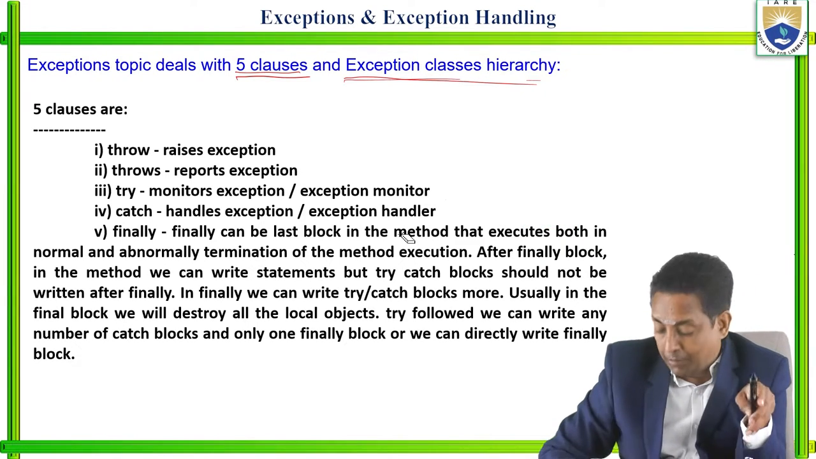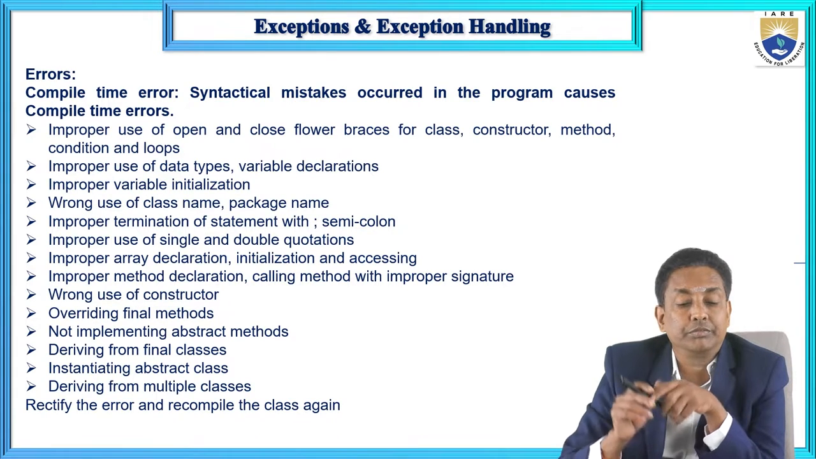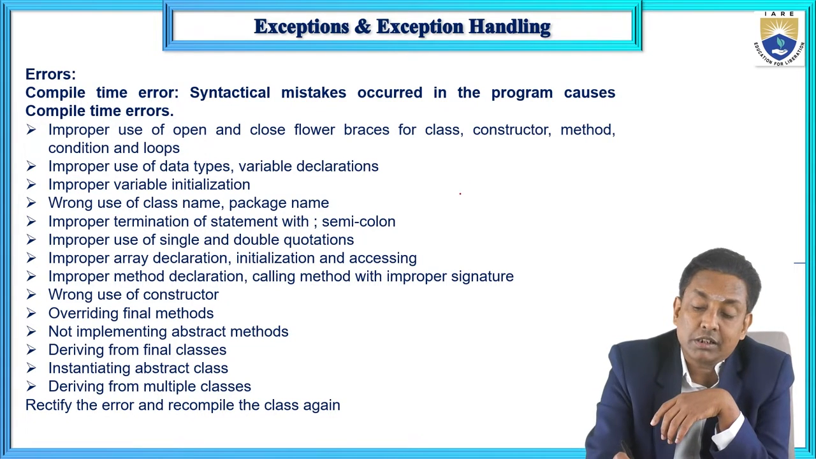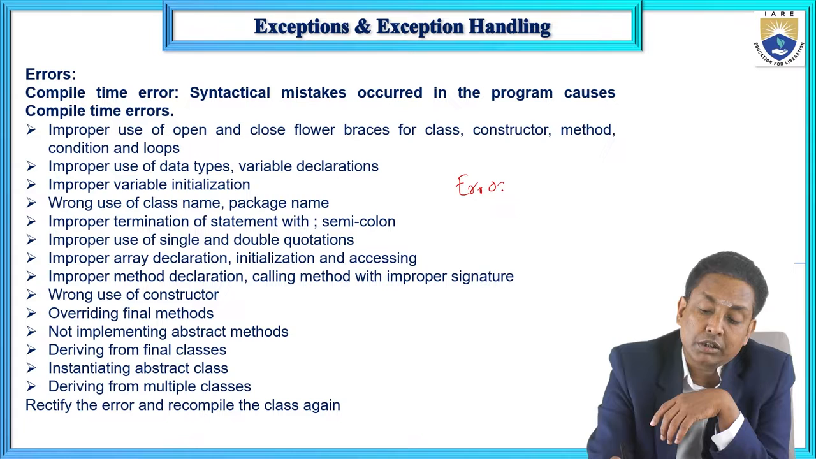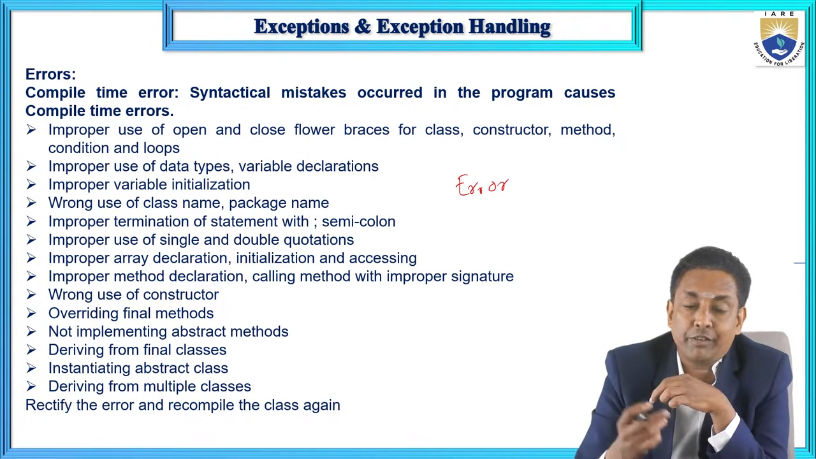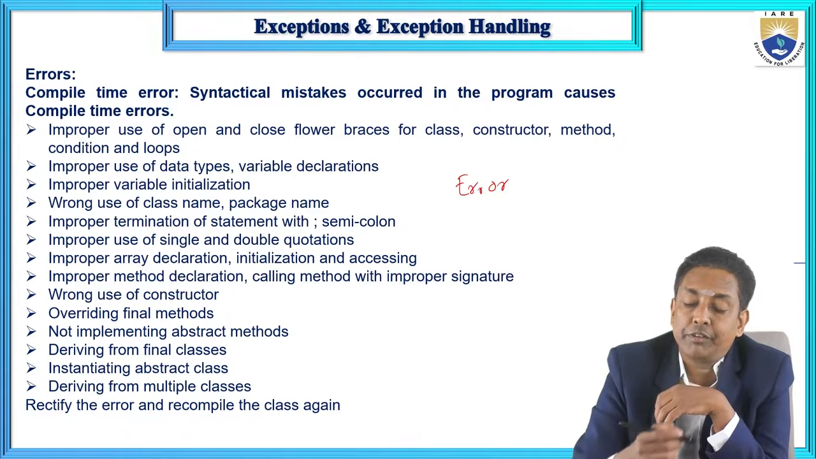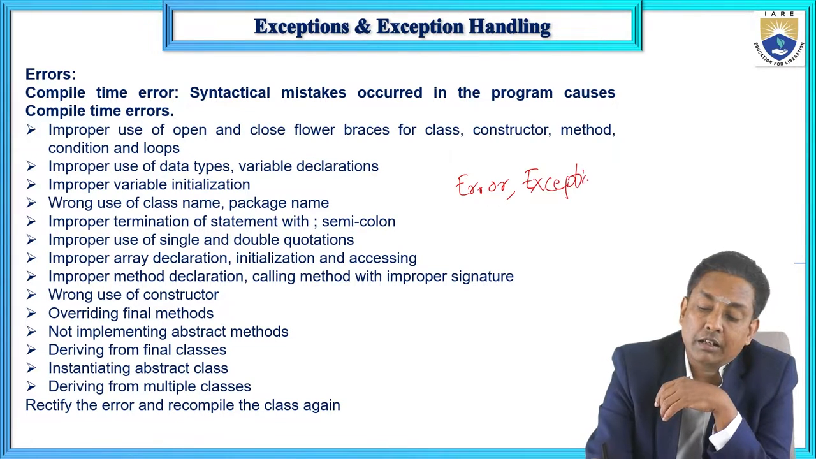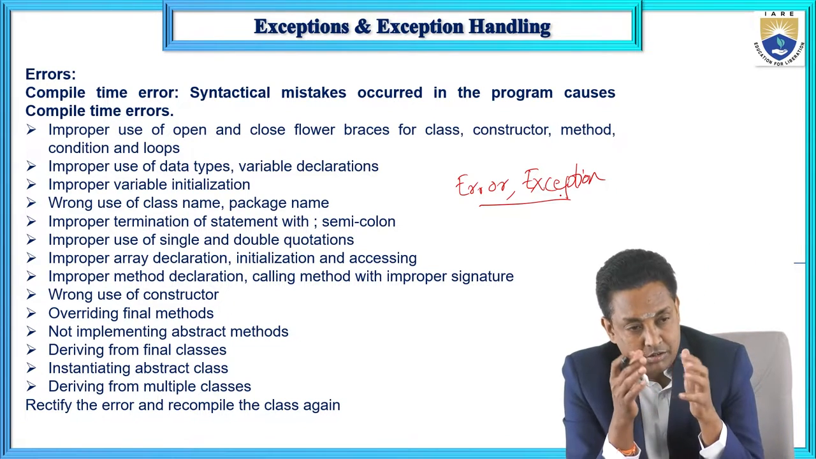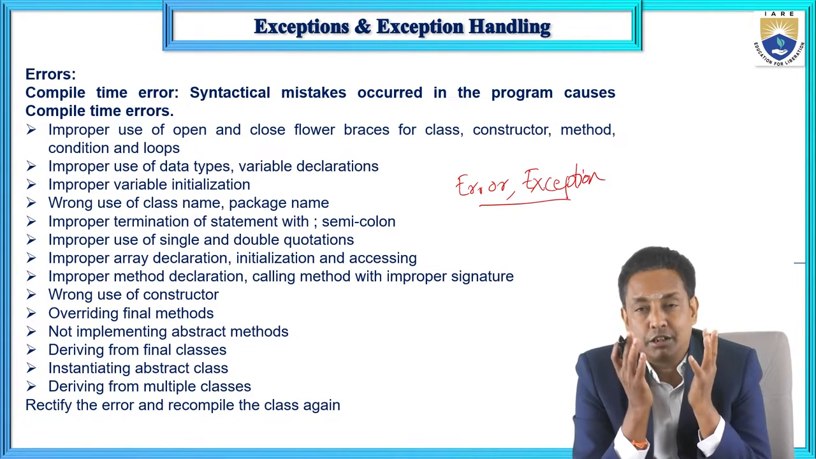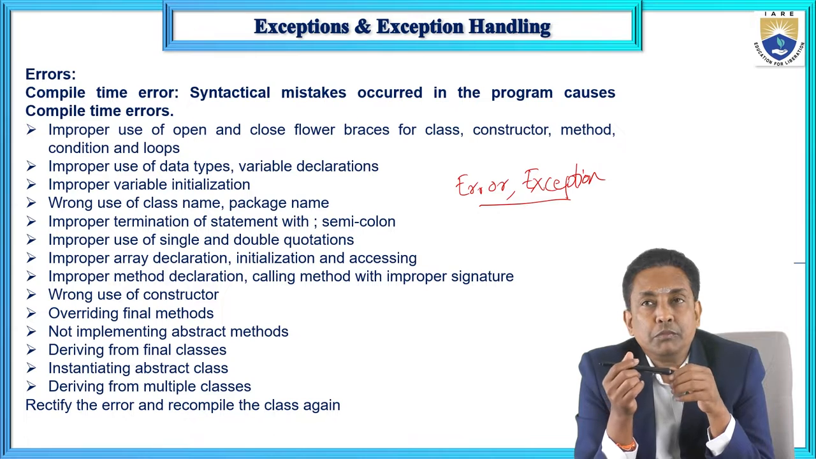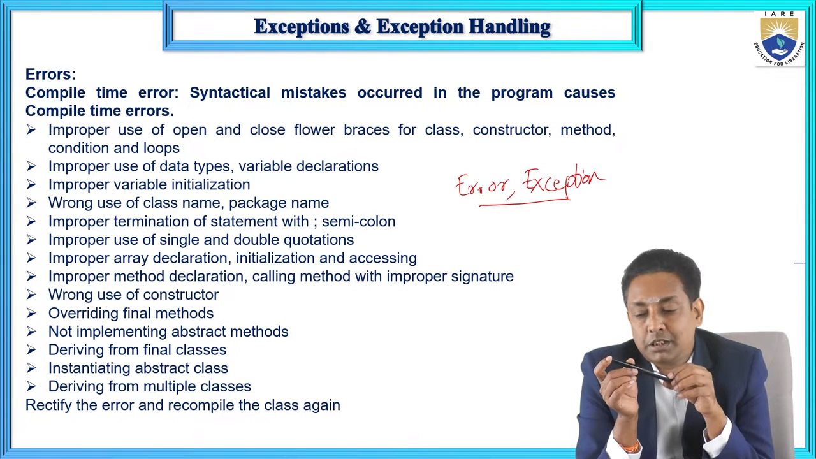Before discussing these topics, we have a lot of things to discuss here. So I have a doubt. We often use two words in programming when we compile and run Java programs. One is error and the other one is exception. Whenever you write a program, compile it and run it, you'll come across these two terms, error and exception. How are error and exception different?